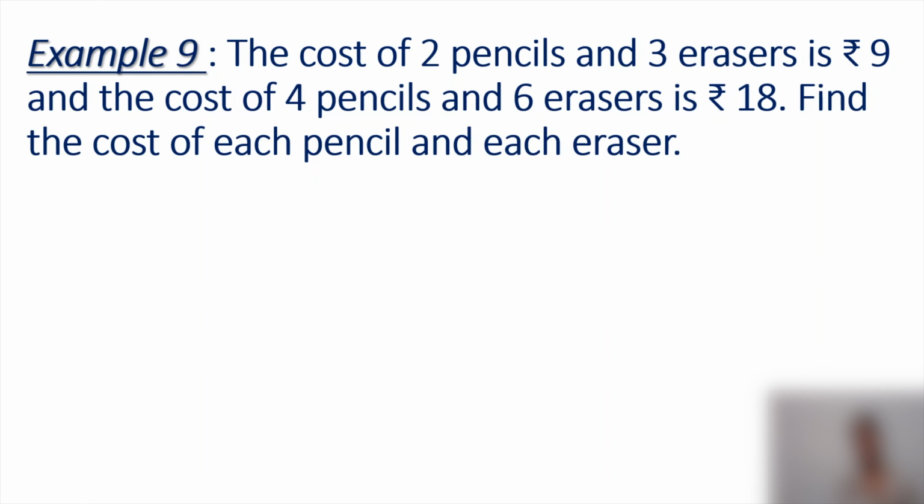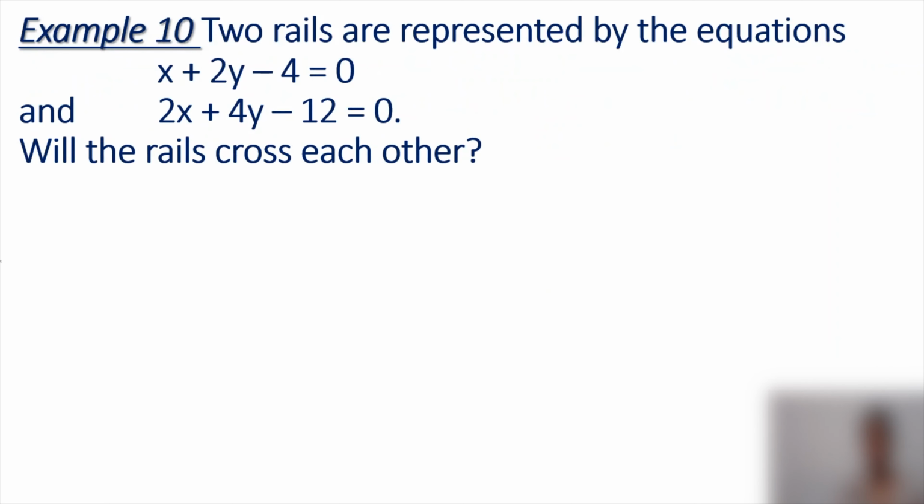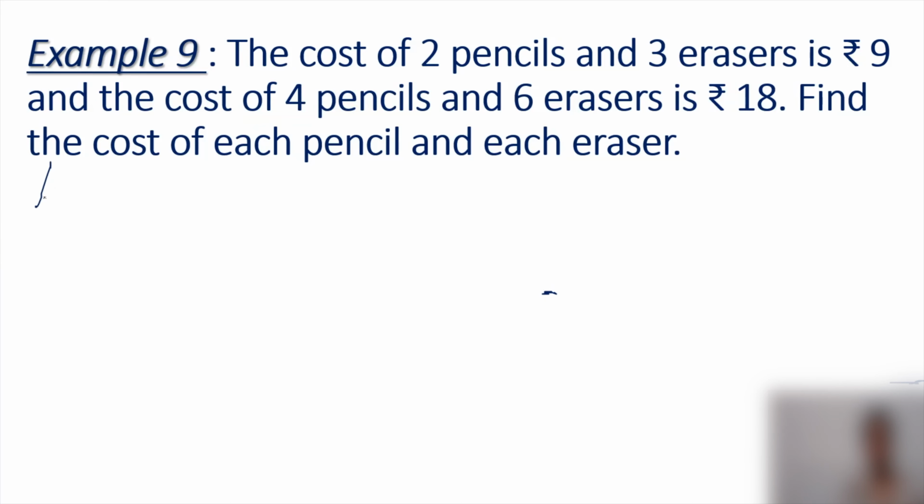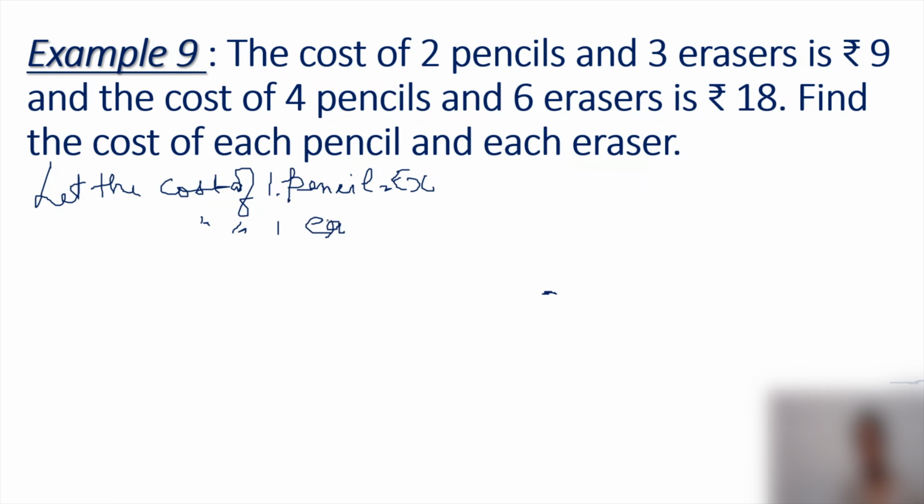The cost of 2 pencils and 3 erasers is rupees 9. The cost of 4 pencils and 6 erasers is rupees 18. Find the cost of each pencil and each eraser. Let's try to find. Very first, let us consider the cost of one pencil is equal to rupees x. Cost of one eraser is rupees y.